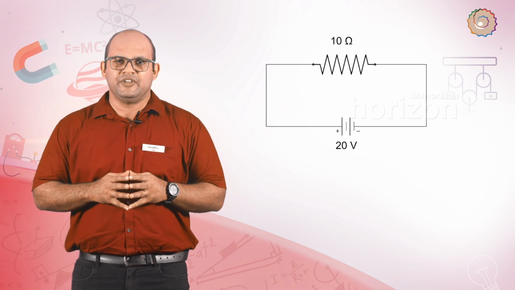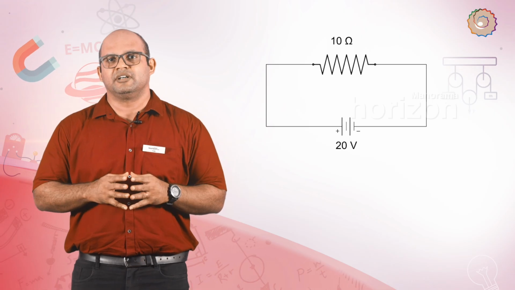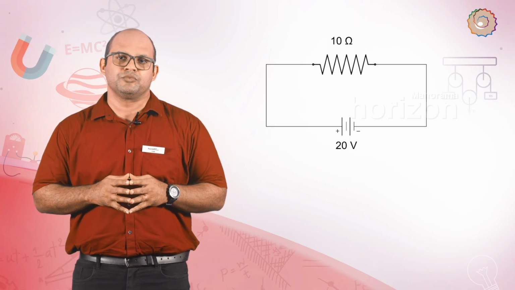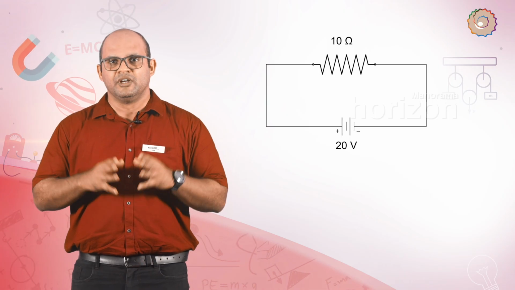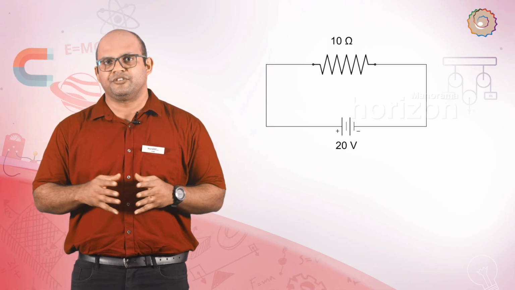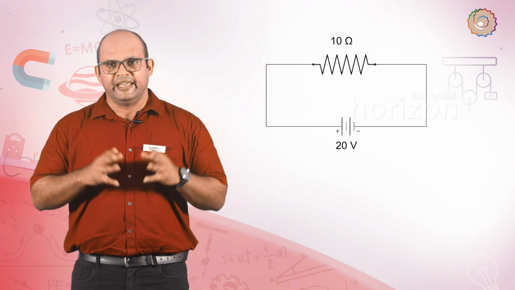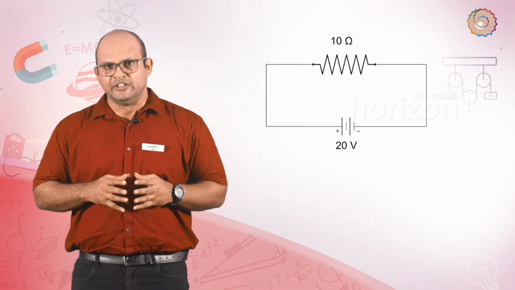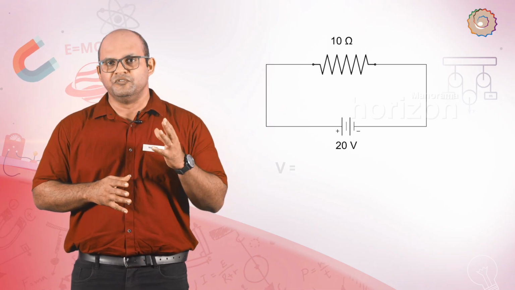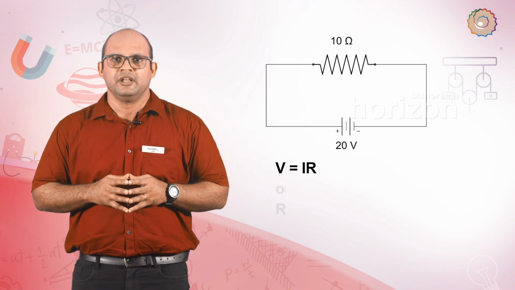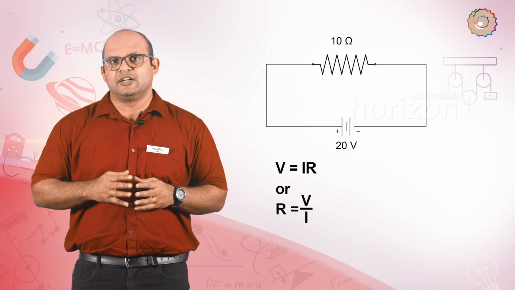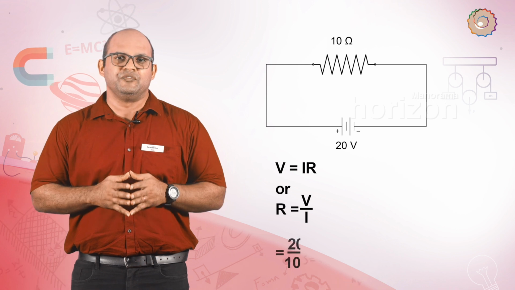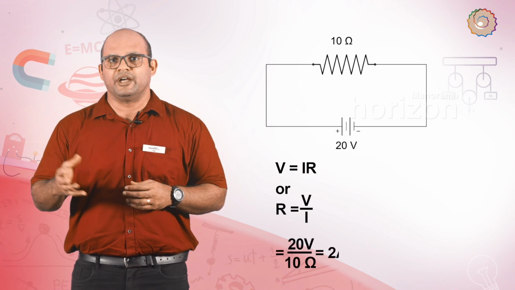Let us say that we have a circuit composed of a conductor whose resistance is 10 ohms. We apply a potential difference of 20 volts across this conductor using a battery. What is the current in this circuit? Well, if we look at the expression of Ohm's law, V is equal to IR. It stands to reason that we can transpose R to the other side of the equation, which means that V upon R is equal to I.